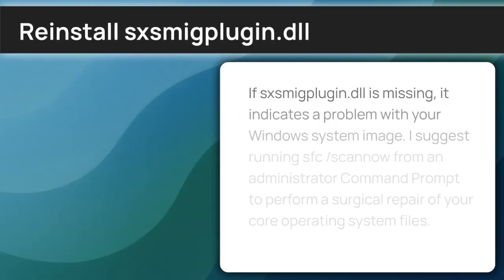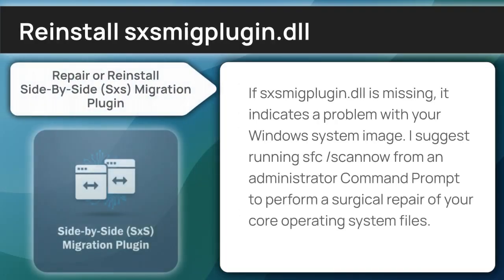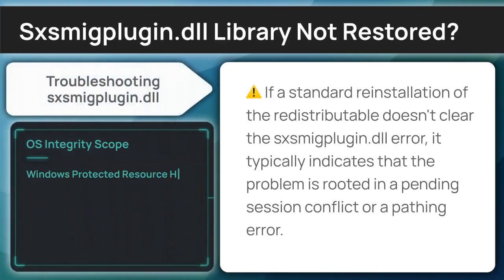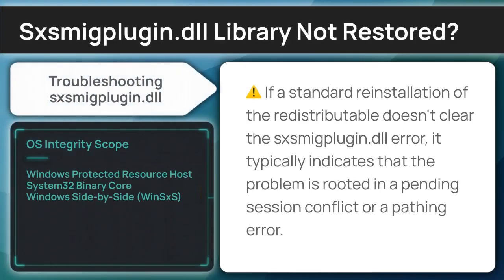If Sxsmigplugin Library DLL is missing, it indicates a problem with your Windows system image. I suggest running sfc /scannow from an administrator command prompt to perform a surgical repair of your core operating system files. Should the reinstallation fall short, the next step in our protocol is to validate the integrity of your system's startup environment.